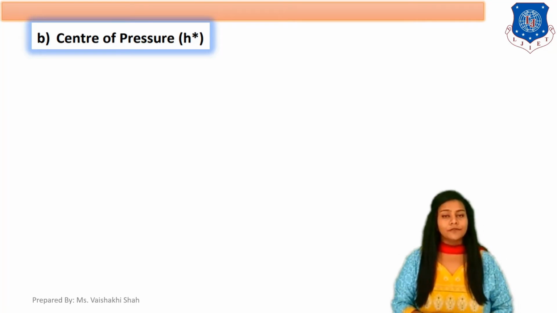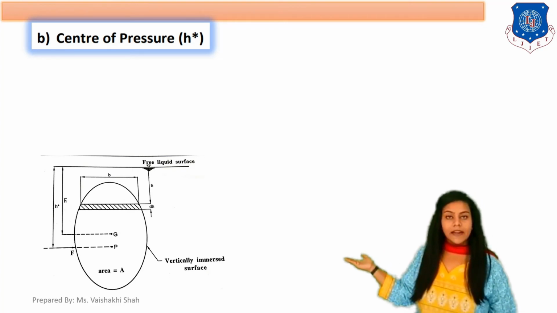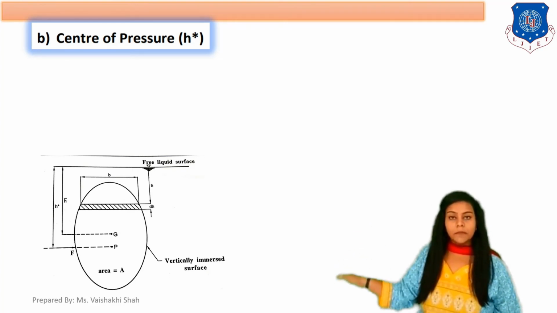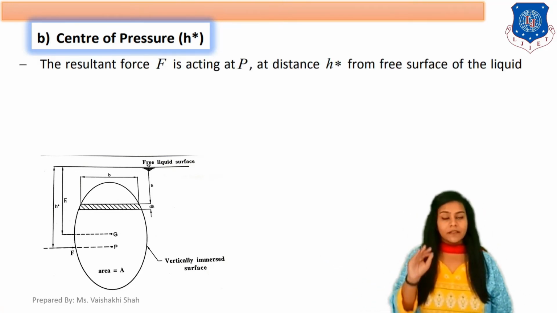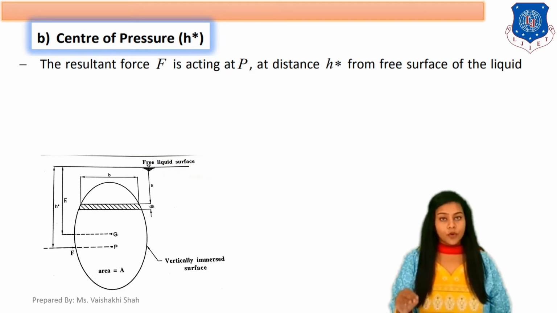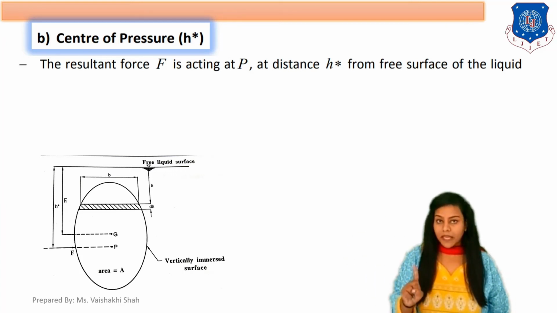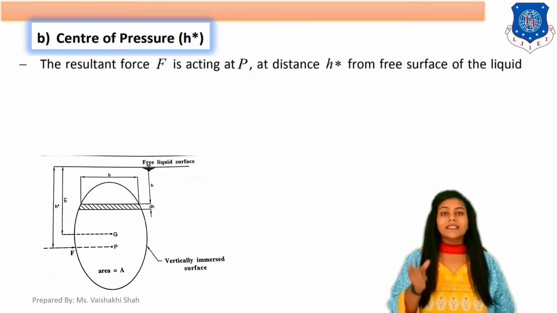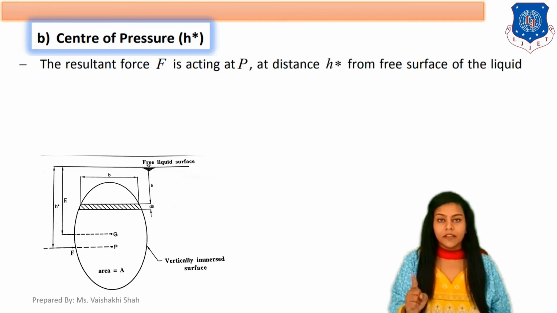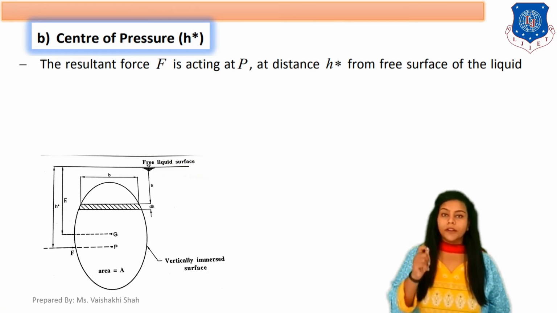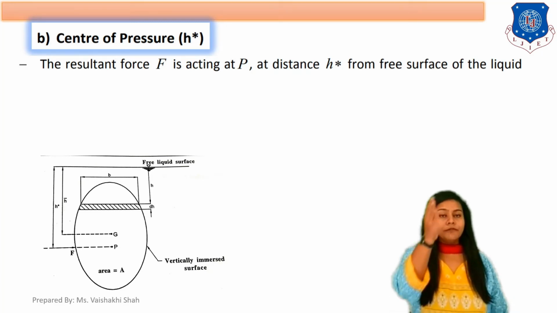So second step, we have to find out H star. Let's start. This is your diagram for a body which is immersed in a liquid. The resultant force F, as we know, is rho g h bar into A, acting at point P. Total pressure force is acting from the center of pressure. So the total pressure force is F here, and F is acting from point P, which is at distance H star from the free surface of the liquid.